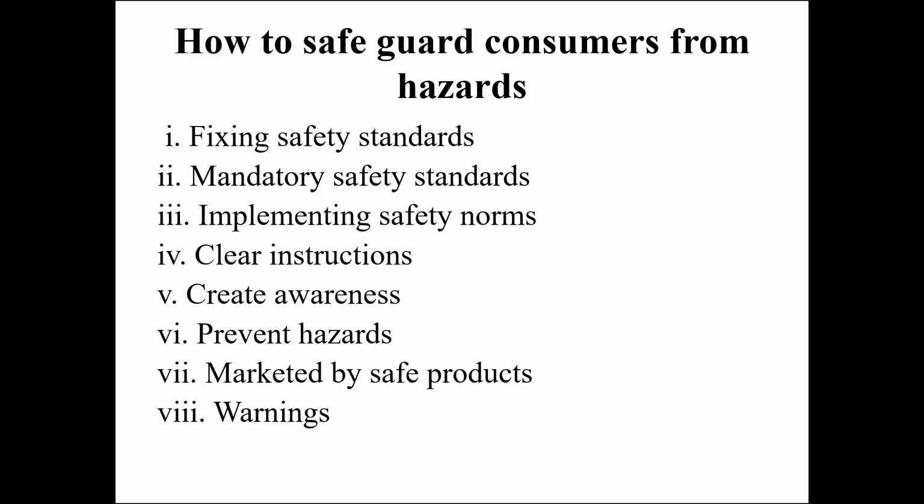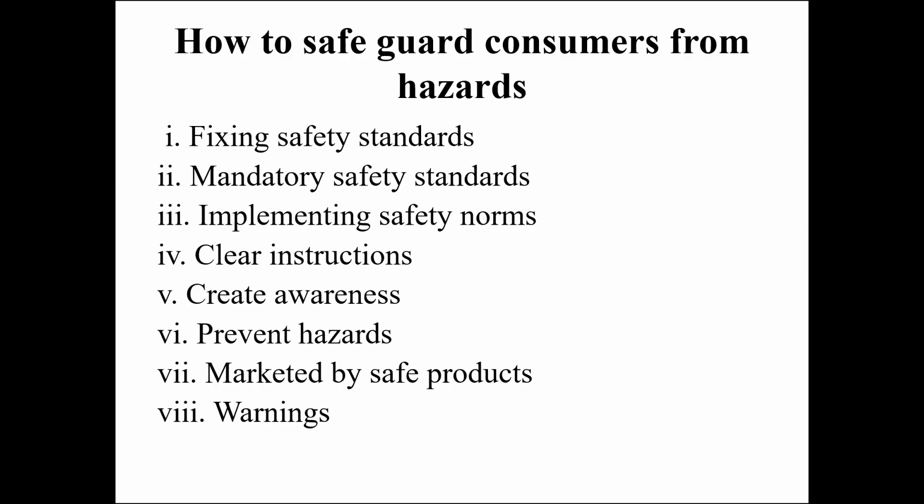The next, how to safeguard consumers from hazards. Fixing standard safety and stringent regulations for products and services used by consumers would safeguard the consumer. There should be mandatory safety standards for products and services. Governments play a role in setting and implementing safety norms and regulations to ensure marketing of safe products to consumers. Governments can intervene where there is evidence of actual or potential product safety problems. Government should declare mandatory safety standards for products that are likely to be especially hazardous.